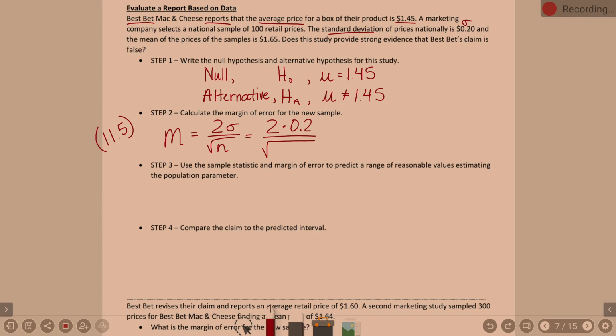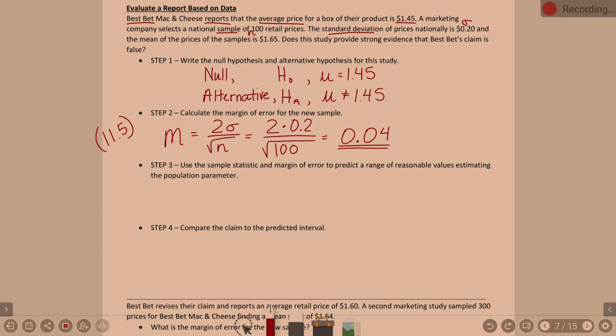What did n stand for? Sample size. Did they give me a sample size? Yes, of course they did. Sample size of 100. So 2 times 2/10 divided by the square root of 100. So 0.4 divided by 10 is going to be 0.04. This is our margin of error. And I know it's been since before spring break. Remember, a margin of error is a plus or minus range.